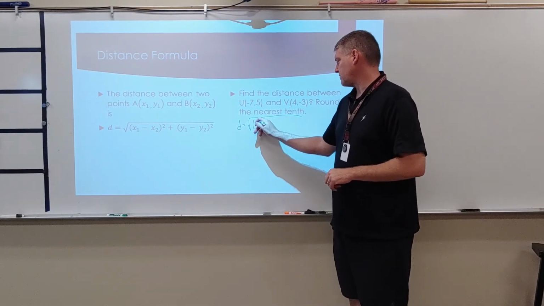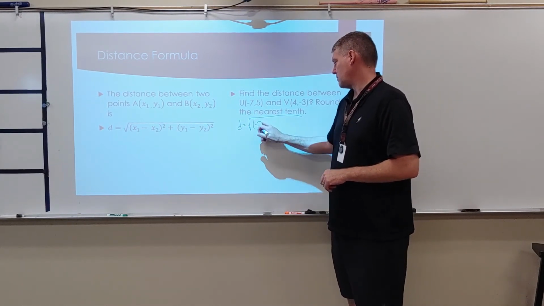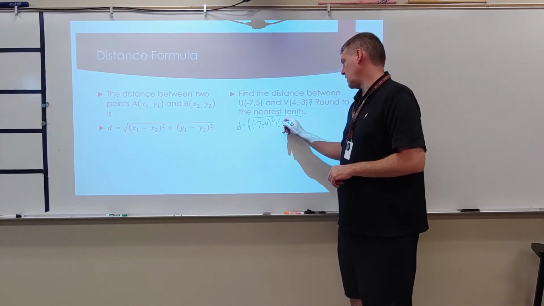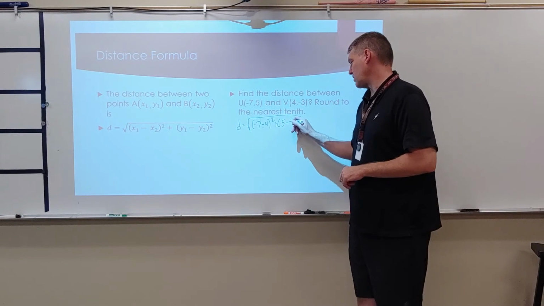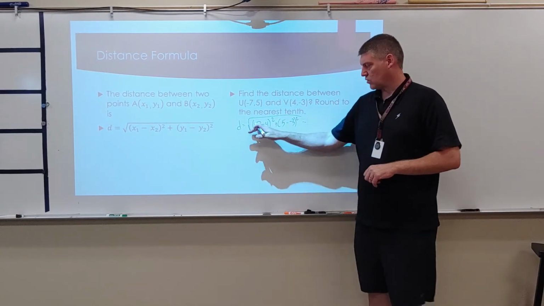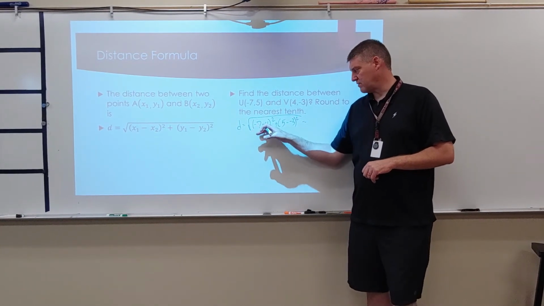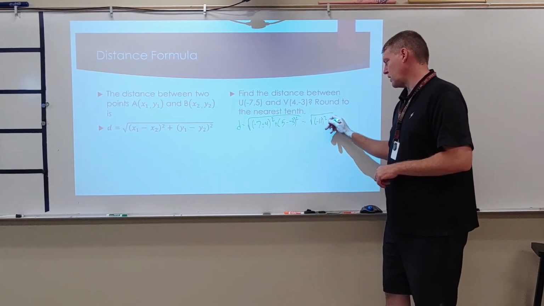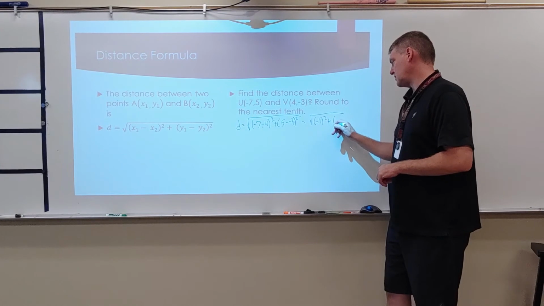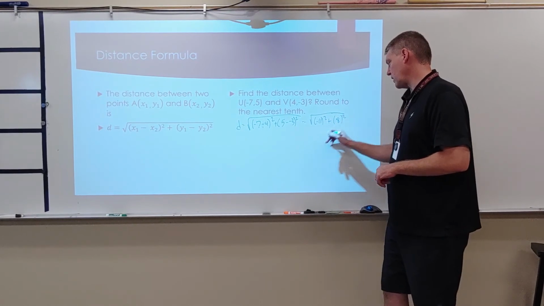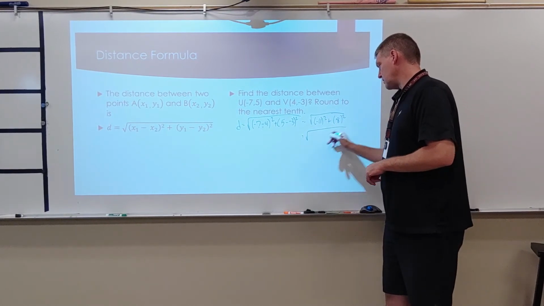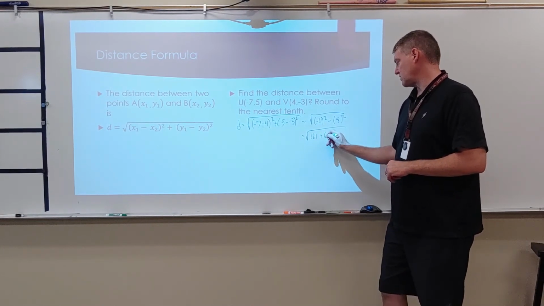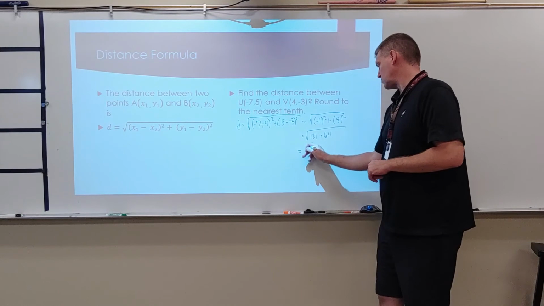So I'm going to go negative 7 minus 4 quantity squared plus 5 minus negative 3 quantity squared. So negative 7 minus 4 gives me negative 11 squared plus 8 squared. Negative 11 squared is 121. 8 squared is 64. So this gives me the square root of 185.